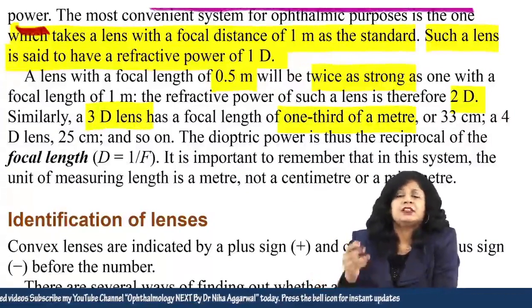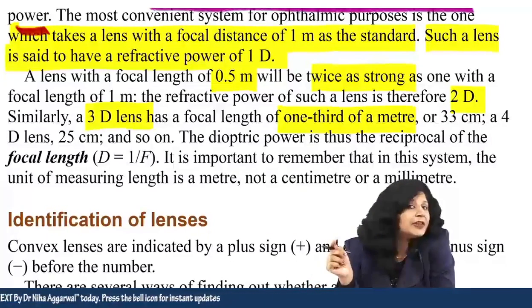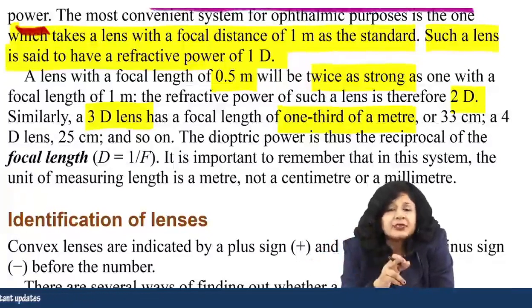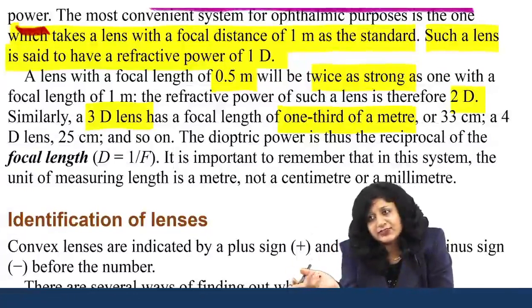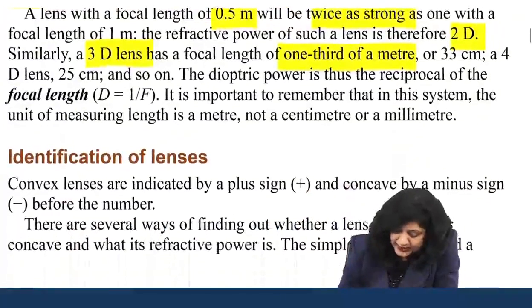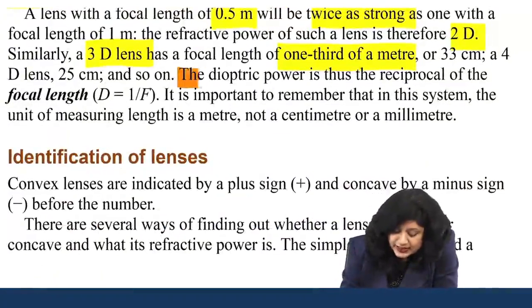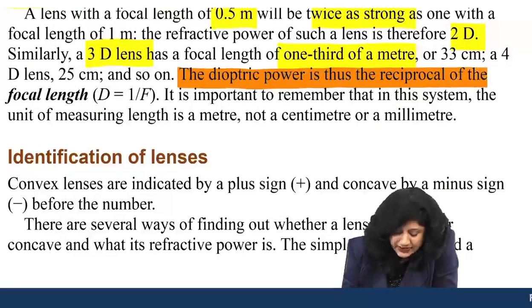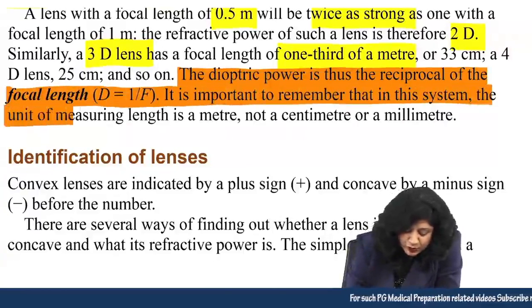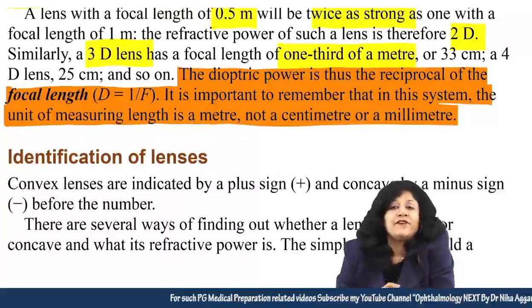So this is very clear cut that the focal distance and the refractive power are inversely proportional to each other. So 1 meter focal distance means 1 diopter. 3 diopters power means 1/3 of a meter focal distance. 2 diopter power means 1/2. So what is the conclusion? Conclusion is that the dioptric power is the reciprocal of the focal length. It is important to remember in this system that the unit of measuring length is a meter, not a centimeter or a millimeter. Very, very important.